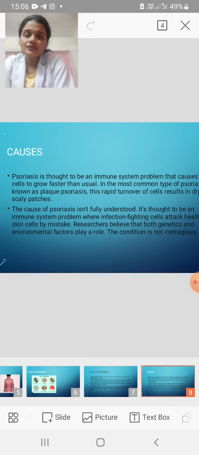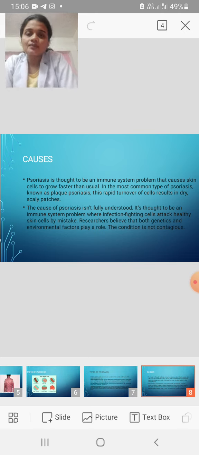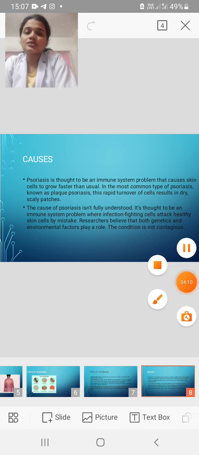Now the causes of psoriasis. Psoriasis is thought to be an immune system problem that causes skin cells to grow faster than usual. In the most common type, known as plaque psoriasis, the rapid turnover of cells results in dry, scaly patches. The cause of psoriasis isn't fully understood. It is thought to be an immune system problem where infection-fighting cells attack healthy skin cells by mistake.